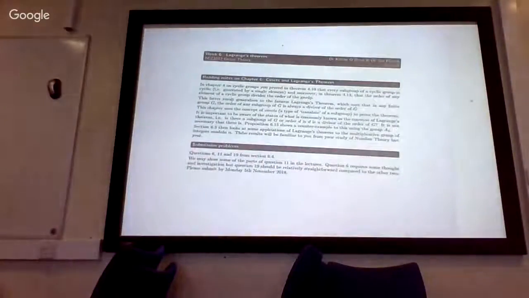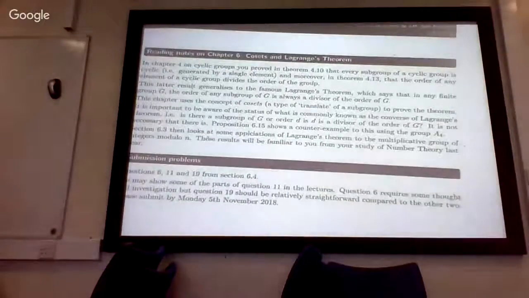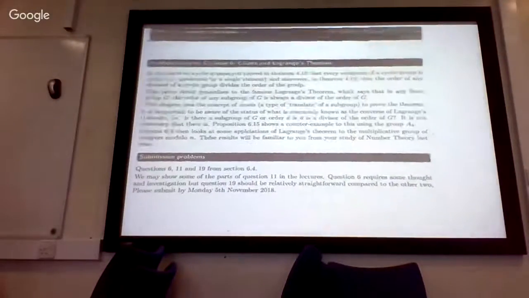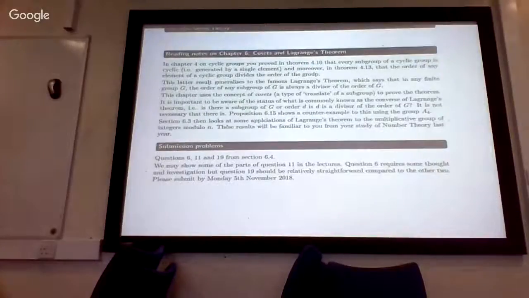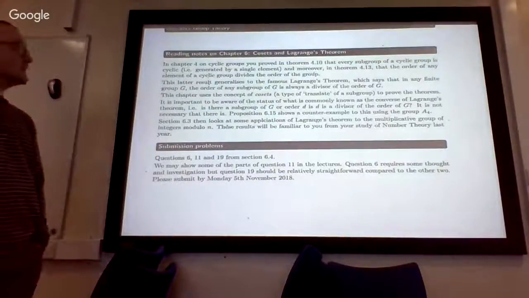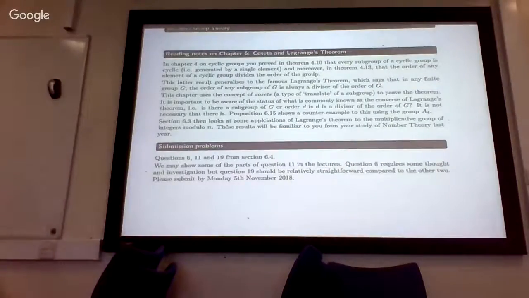Okay, so there's not much really in the reading notes, just a very quick introduction to this chapter 6. So just to connect back to something you've done recently in chapter 4 on cyclic groups, you proved a result in 4.10 that every subgroup of a cyclic group is cyclic.